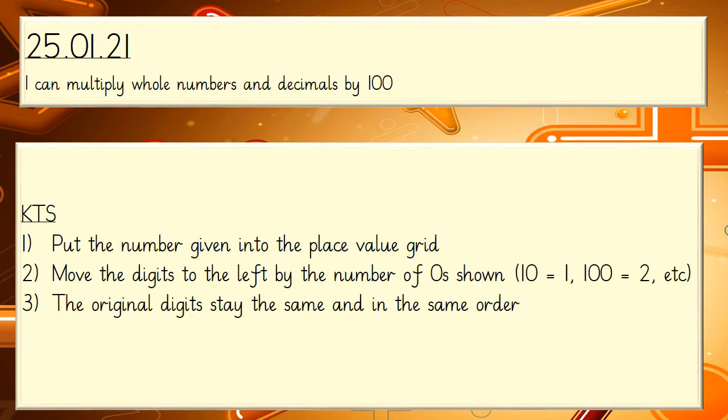Let's have a look at our keys to success then for today, when we're multiplying whole numbers and decimals by 100. First thing we're going to do is put the given number into the place value grid. Once we've done that, we're then going to move the digits to the left by the number of zeros shown. So if we're multiplying by 10, we'll move it 1 space to the left. If we're going to multiply it by 100, we're going to move it by 2 places, because there are 2 zeros in 100. The original digits must stay the same and stay in the same order, so they don't start swapping around at any point.